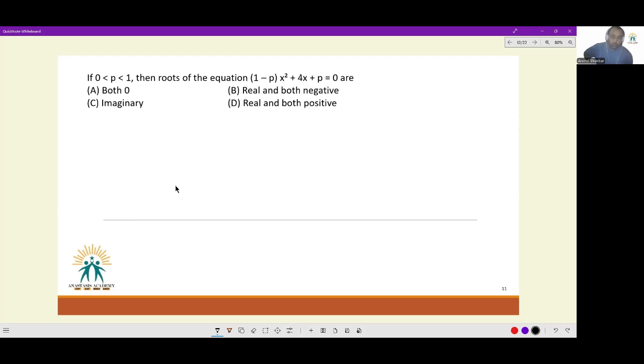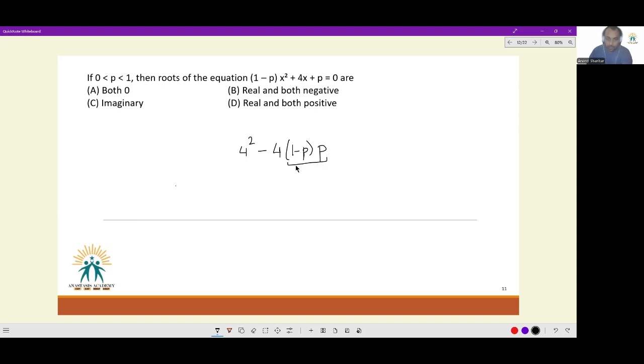If p lies in the range 0 to 1, then we have to again comment on the nature of roots. Nature of roots comes from 4 square minus 4 into 1 minus p into p. What will be the net result that I get here? We have to check that. I know p lies in this range.